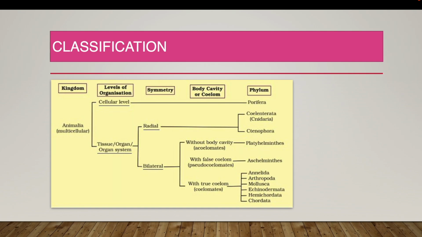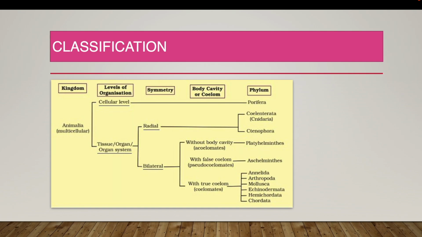Then coming to the tissue or organ grade of organization, again it is divided into two categories. One is radial symmetry, another is bilateral symmetry. So let me tell you, symmetry means similar things. So here it is about the body plan or the division. If the organism can be divided into two equal halves on any plane passing through the radius, then it's known as radial symmetry. So the phylum Coelenterata and Ctenophora come under radial symmetry.